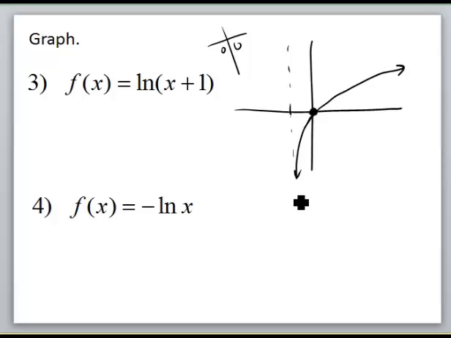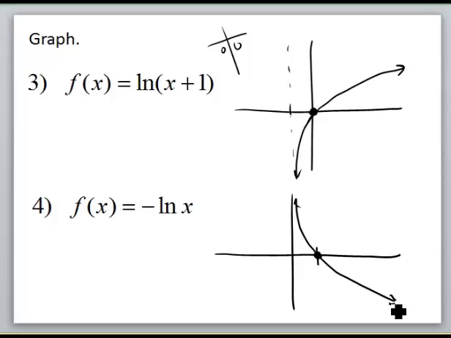The negative ln flips the graph over the x-axis. So it's still going to cross at (1, 0), but now it's going to be concave up instead, and always decreasing.